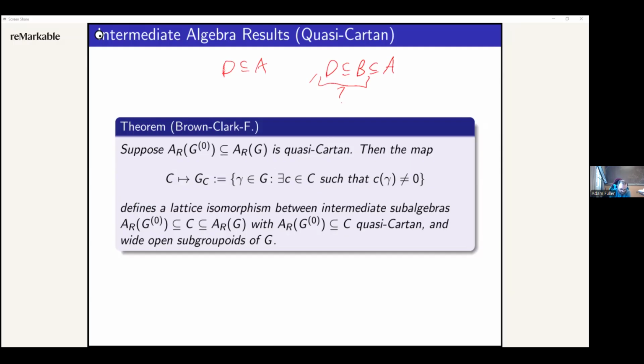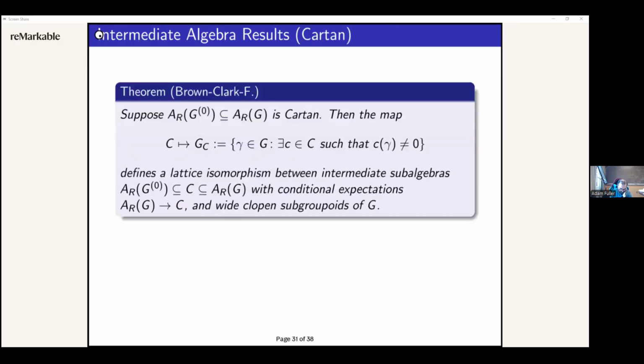We can say that if we have an intermediate algebra and we know that this inclusion is quasi-Cartan, then it comes from an open subgroupoid of H. So if you know that you do have the intermediate algebras preserving the quasi-Cartan property, then that's coming from a subgroupoid, and vice versa. Any open subgroupoid will give us a quasi-Cartan inclusion. But what we don't know is that if we just had this, and we didn't know that C was quasi-Cartan, there's no reason to think that it would be. And actually, in general, it won't be. Do I have an example of that? No, I have an example next.